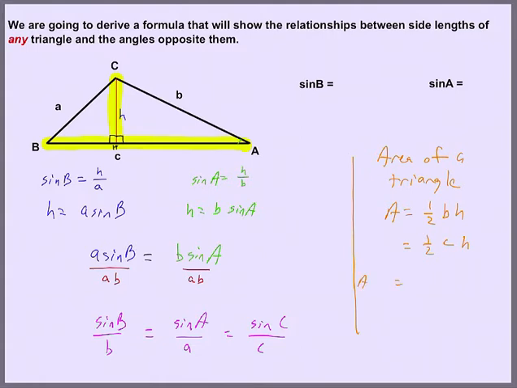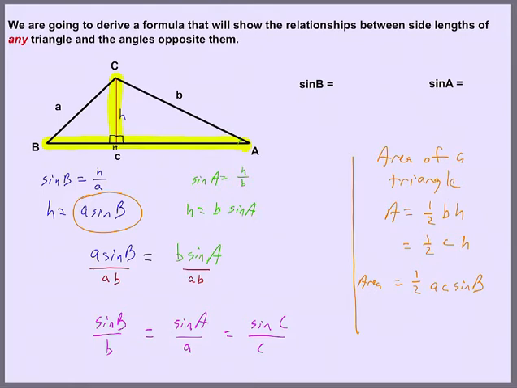The area. If I take out that h and replace it with really either one of the two expressions for h that we had, it works with either one, we can rewrite this as 1/2 AC times the sine of B. And so that's another way to write the area of a triangle.